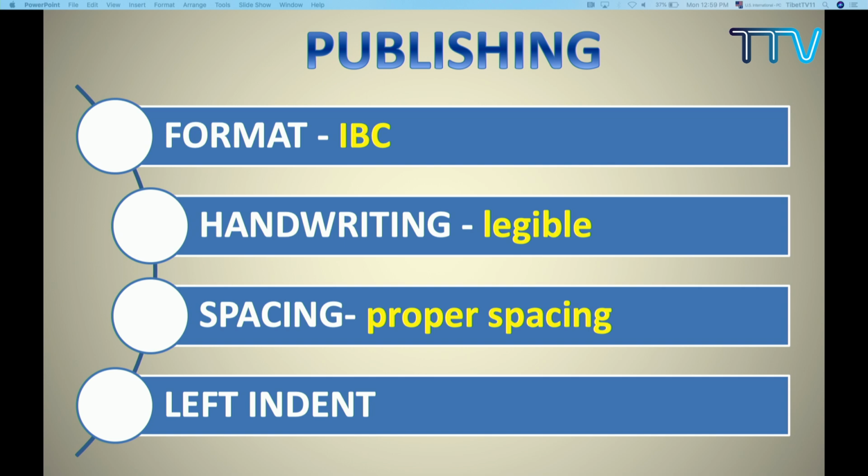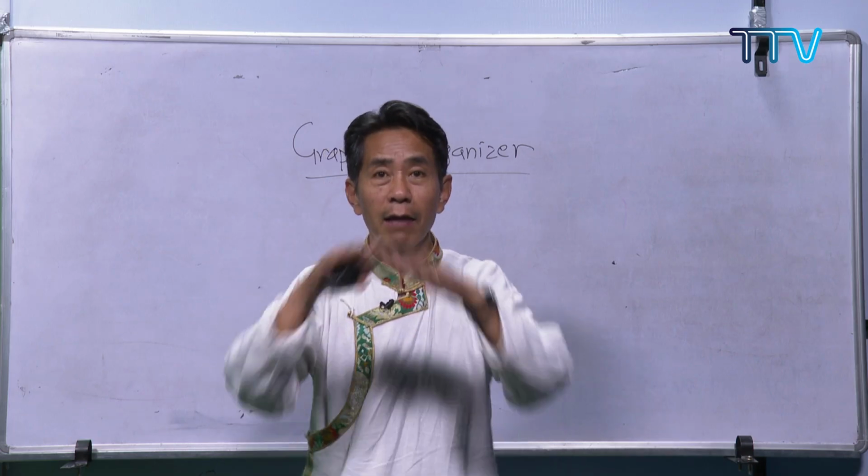Normally we write in word processors, so there will be no problem. But the next one, spacing, plays a very important role. How do you keep the spaces between lines and between words? These are the things you need to work out during the publishing stage. And last but not least, we have the left indent. Some people keep the indent, some don't; normally it's better you keep it. When I say left indent, whenever you start a new paragraph, on the left side you keep at least one space. That is called left indent.